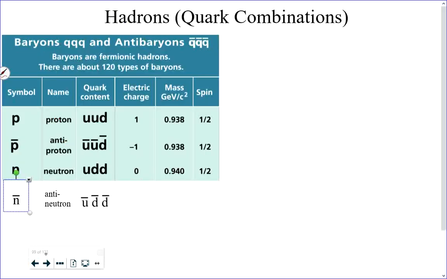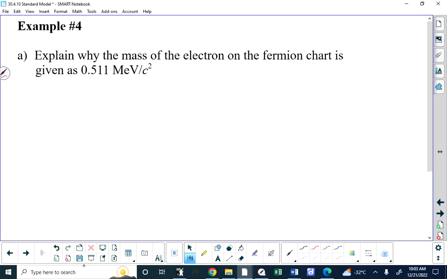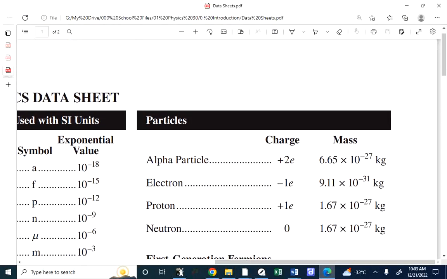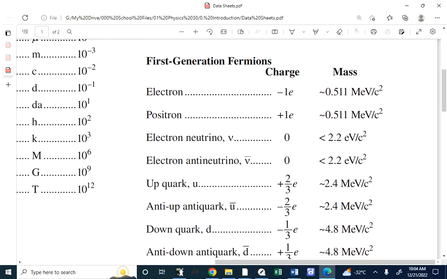Okay. So, example. This is called example 4 because we did 1, 2, and 3 yesterday, and this is just a continuation. When you look at your formula sheet, at the mass of an electron, not in that other area, not up here where it says mass of an electron is 9.11 times 10 to the negative 31. When you look under the first generation fermions table, why is the mass of an electron given the way it's given? 0.511 million eV over c squared.